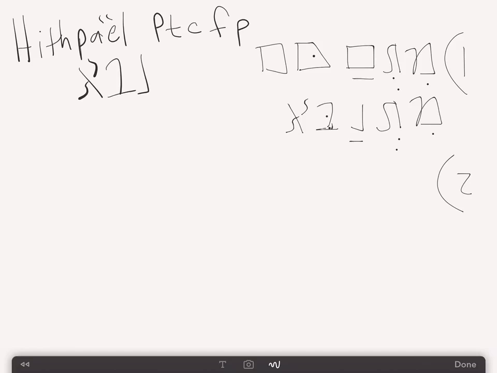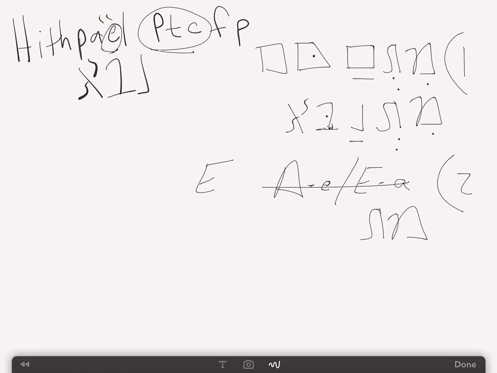Second one, we're going to do the thematic vowel for the Hithpael. We have a, e, a. However, we're dealing with a participle, and so we actually want to look here for the thematic vowel, not here. So our thematic vowel in this case is going to be e. Let's just superimpose that on the word right there and keep everything else the same. So we're now at mitnabe.